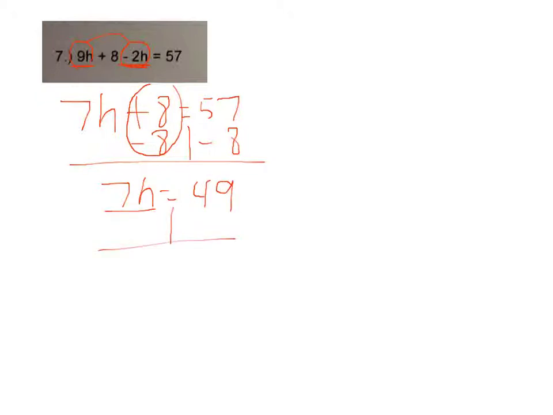It's being multiplied by 7, so the opposite of that is divide by 7. What you do to one side, you got to do the other to keep it balanced. On the left, 7 divided by 7 is 1, leaves me with just h. And 49 divided by 7 is 7.